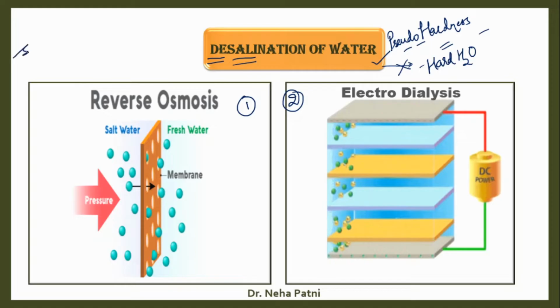Basically, what are we going to do? If you remember, if you add solute and solvent, you prepare a solution, right? So if I need to purify this particular solution, either I can take the solvent out of it or I can take the solute out of it. That is how it is going to be purified. In reverse osmosis, we take the solvent out of it.